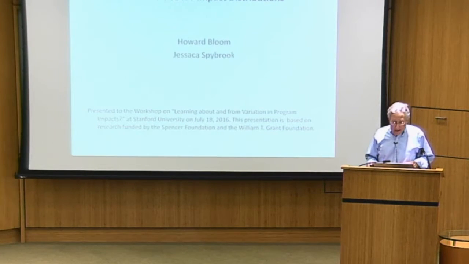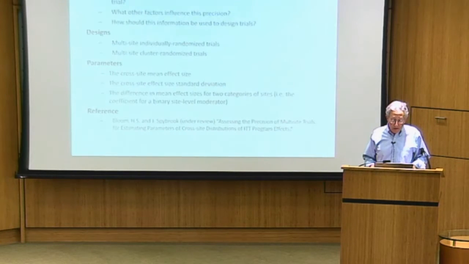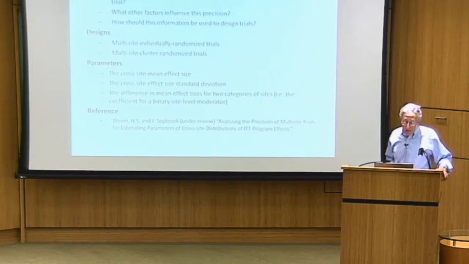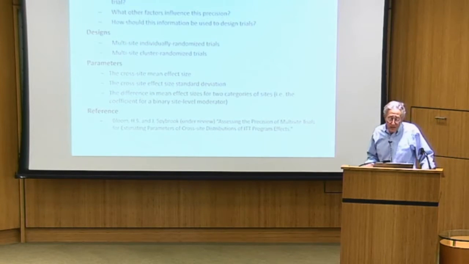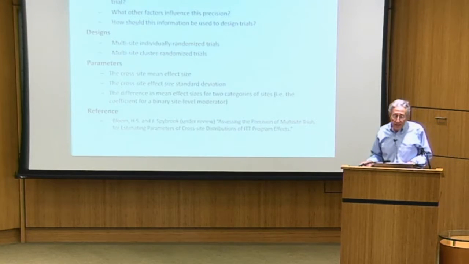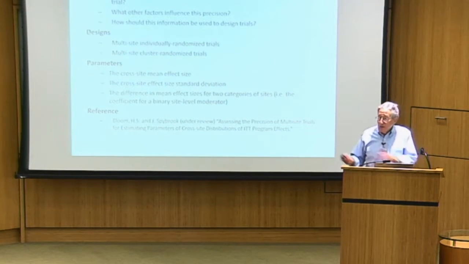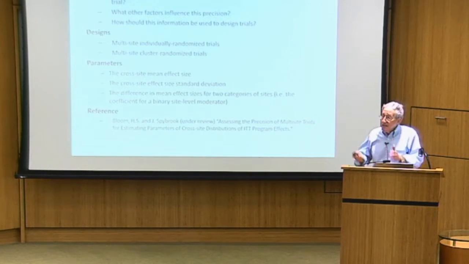So I want to talk about now assessing statistical power or statistical precision. And in particular, I want to talk about how does the number of sites, call it capital J, and the size of the samples at the sites, lowercase n, affect precision or power? What other factors influence precision? And how should this information be used to design trials if you're lucky enough to be in a position to actually design a trial? The designs that I'm going to talk about are mostly multi-site individually randomized trials, which is what I was talking about previously in terms of the estimation model.